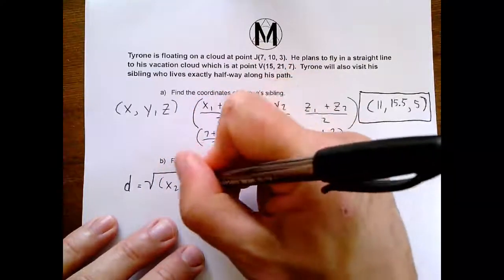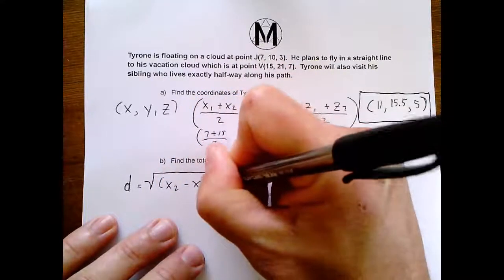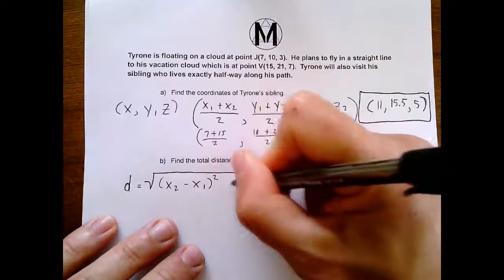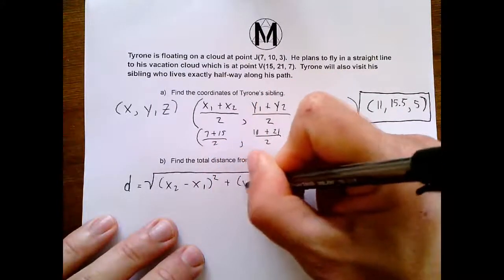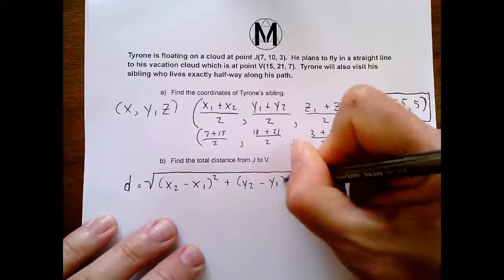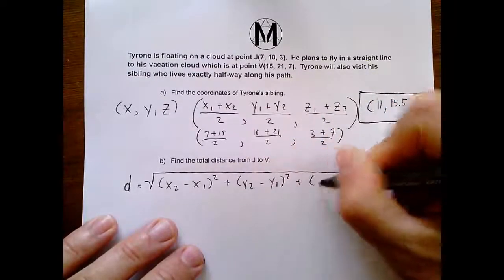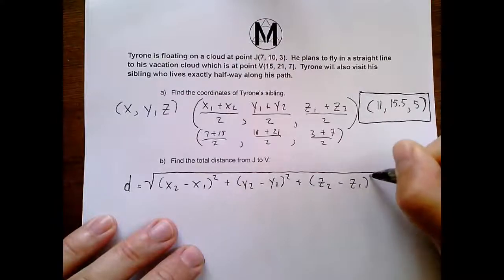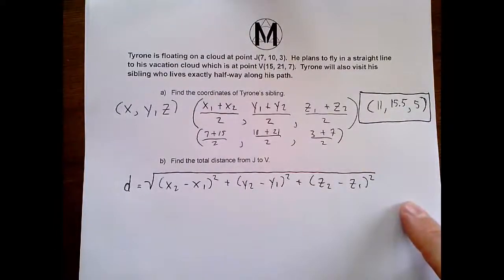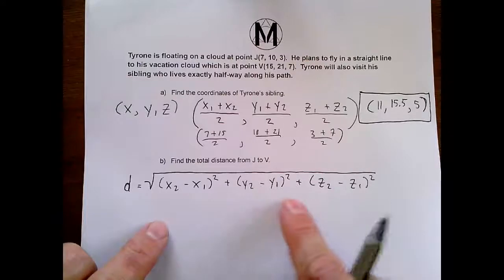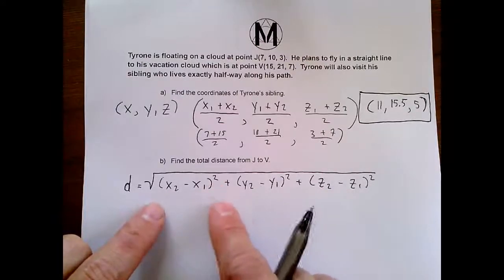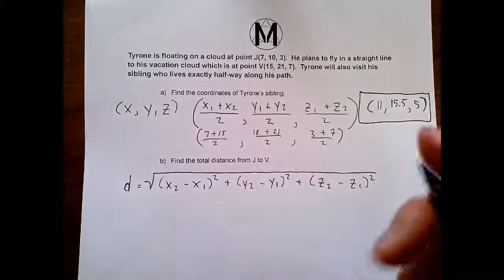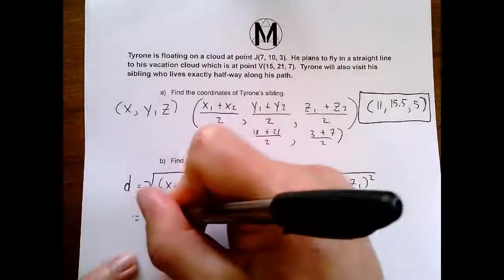x sub 2 minus x sub 1 squared. And then you add that to y sub 2 minus y sub 1 squared. And then you add that to z sub 2 minus z sub 1 squared. So that's the formula. Essentially, you're just subtracting, squaring, and adding that, the same process 3 times over. Okay, so let's just fill this thing in.